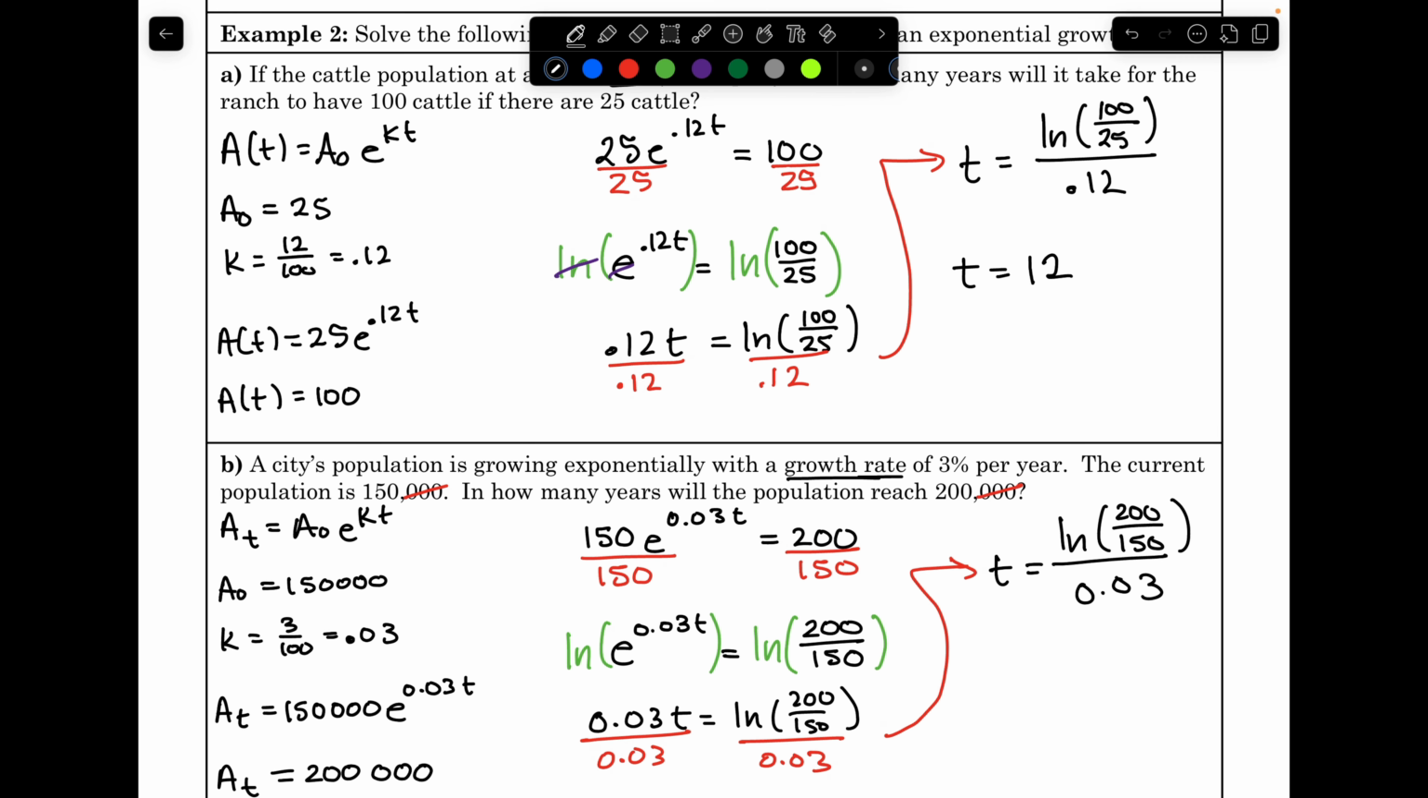Notice that we're still taking the natural log. This time we have 200, the amount that we want to get to, over 150, the amount that we initially started with. So we're taking the natural log of that ratio, and then that number is being divided by our k value right there.